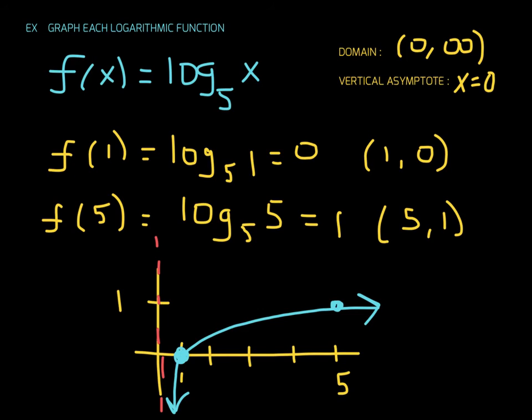Again, the process is, let's find the domain, the vertical asymptote, and our 2 points. Basically, I could even narrow that down to your vertical asymptote and your 2 points. Let's graph another.